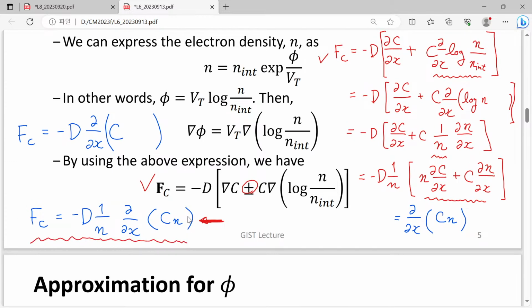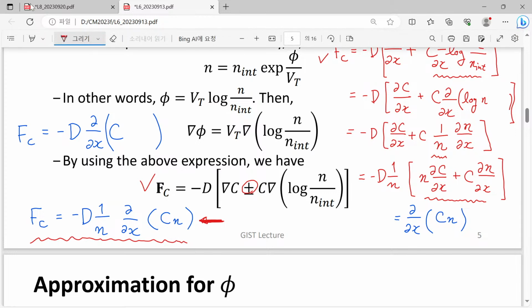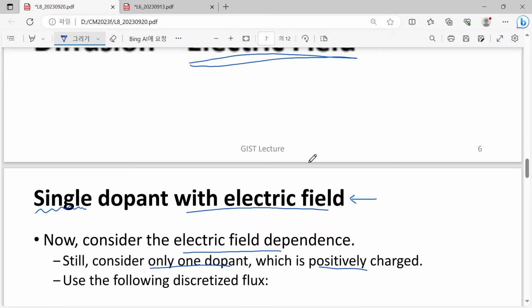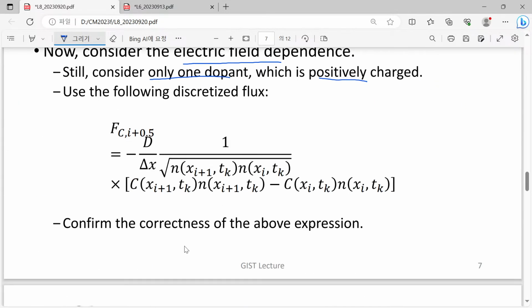So once you accept this form, now let's come back to its discretization. How can you make the discretization? You now understand the discretized version just has the difference of c times n. Here you can see the difference of c times n evaluated at position x sub i plus 1 and position x sub i.